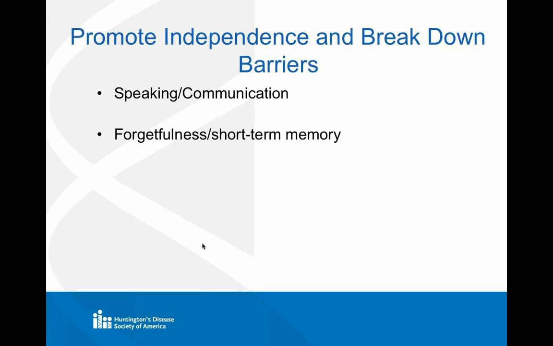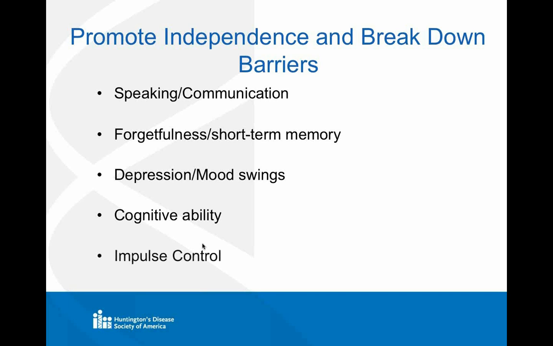So we all set timers when we are making cookies. These are things we do naturally, and it's important to have that become habitual early on. Some of the depression and mood swings that accompany Huntington's disease, we can address that with assistive technology. Help with the cognitive ability by trying to stay sharp using various assistive technologies. And then the impulse control.